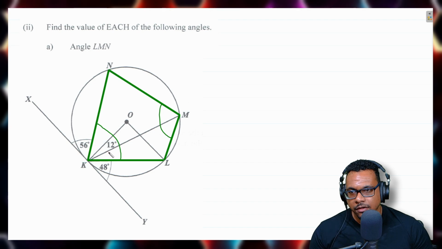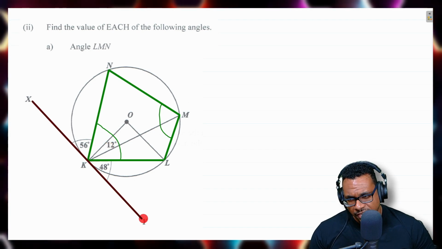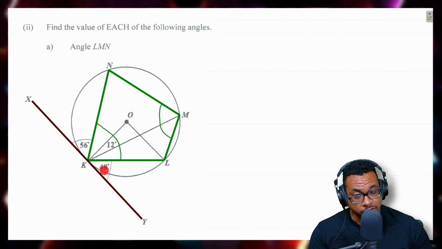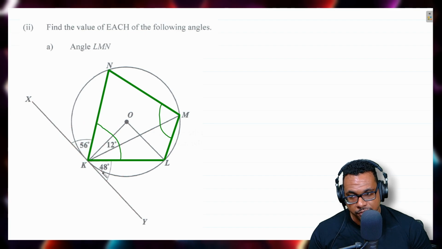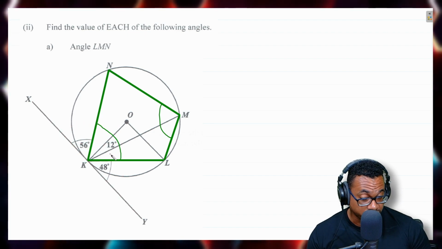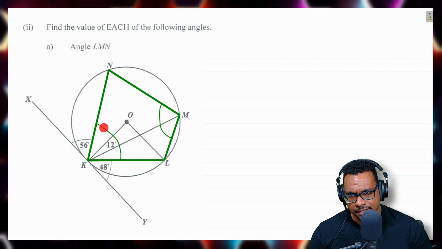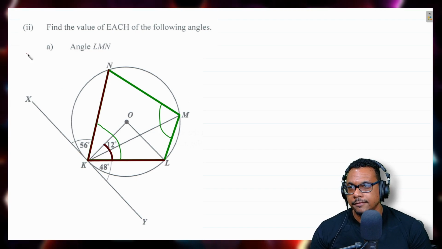Now, the thing is, how do we get this whole angle? All we know is this 12 here. Now, here we have a straight line, and we have here as 56 and here as 48. Now, we know the angles along a straight line must be equal to 180 degrees. So the 56 plus 48 plus this whole angle here must be equal to 180 degrees. So, all we have to do is add up the 56 and 48 and take it away from 180, and we'll get this angle here. And this angle will be NKL.